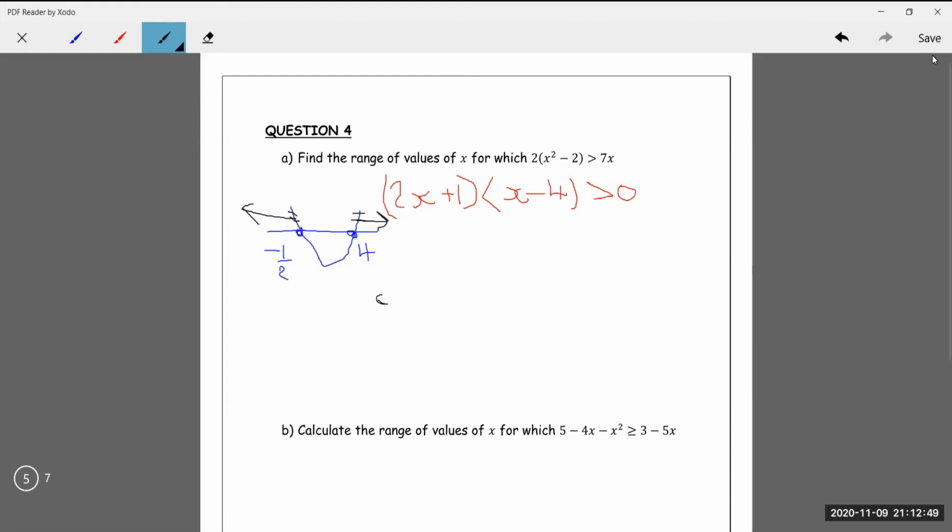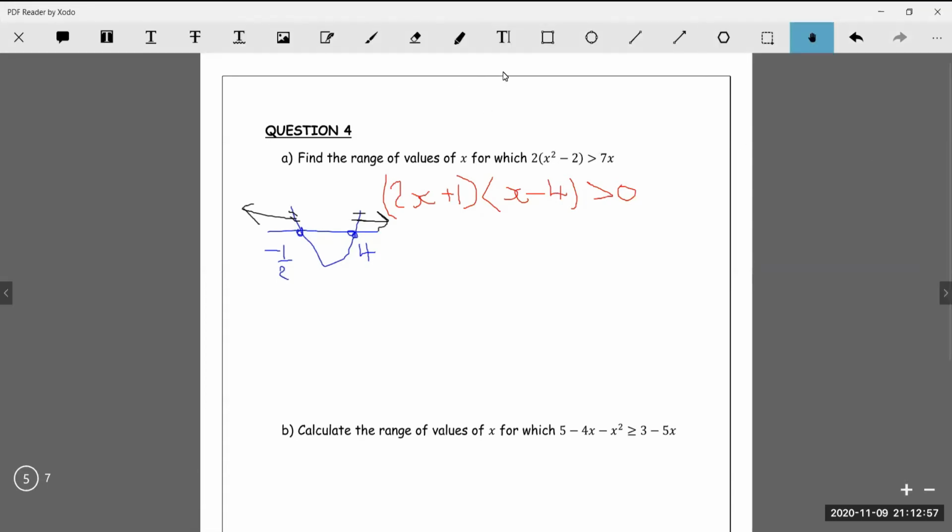So the range, or the solution, let's write it in the pretty form how some persons would write it, the solution set as they call it. They put their brackets: x is such that x is less than negative a half, or x is greater than 4. And that's the solution for this. That's the range.